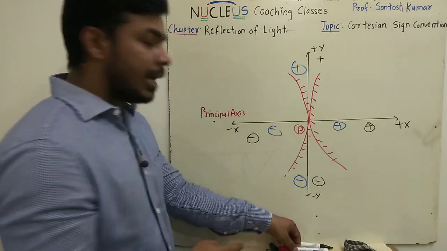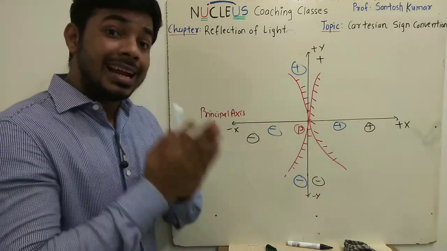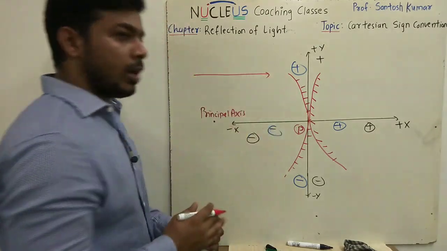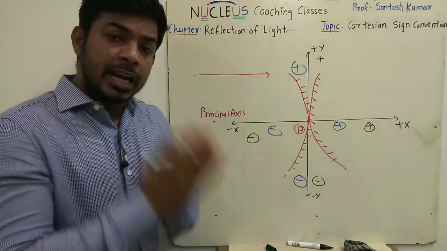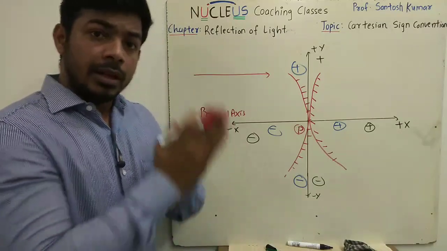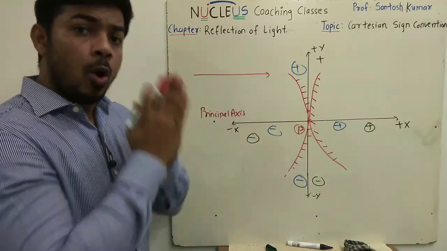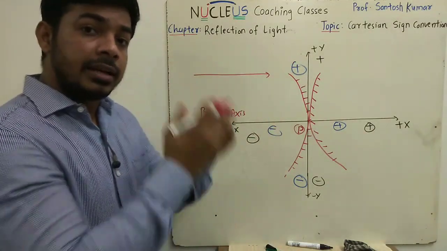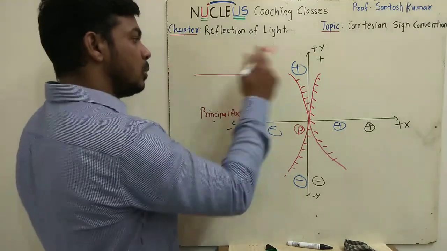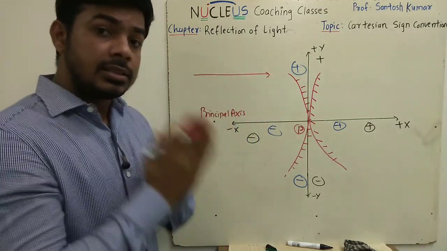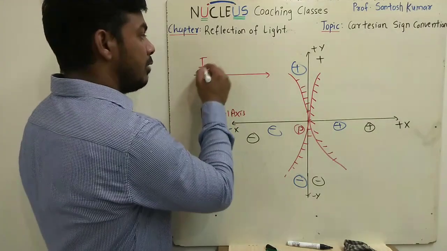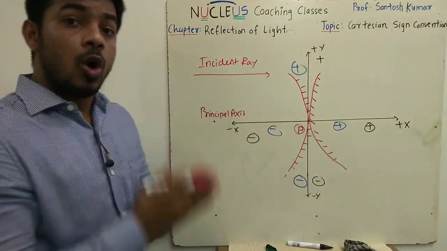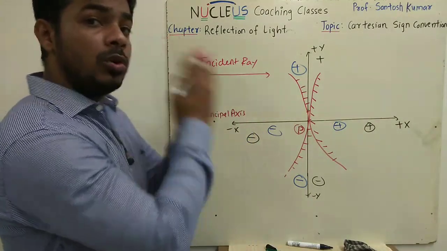One more important thing I would like to tell you here: the incident ray should always be traveling from left to right. This is the standard ray. That means whenever we talk about an object which is kept in front of a mirror, the object should always be kept to the left hand side of the mirror such that the incident rays coming from the object are traveling from left to right. This is the standard incident ray. So whenever we talk about sign convention, the incident ray should always be traveling from left to right.